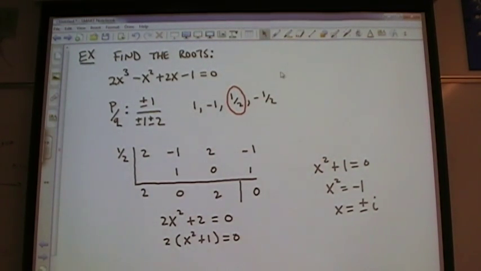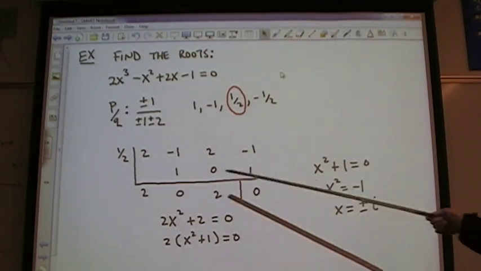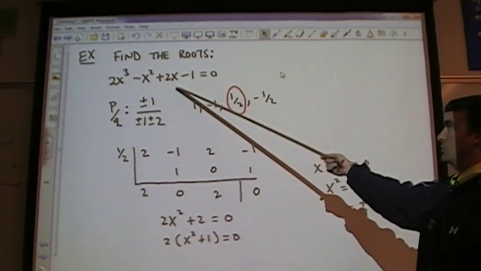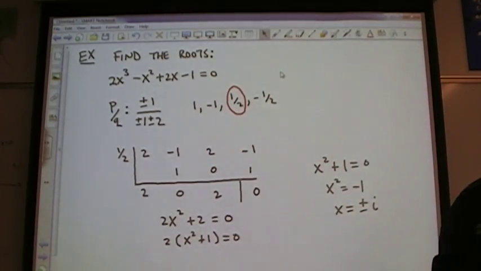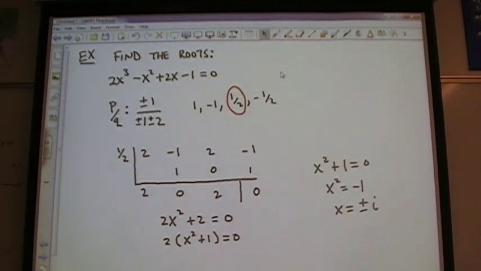So if it doesn't just say find the rational roots, it wants all of them, whether they're irrational or imaginary. So in this case, here's the problem: 2x cubed minus x squared plus 2x minus 1 equals 0. Start out by listing your possible rational roots.